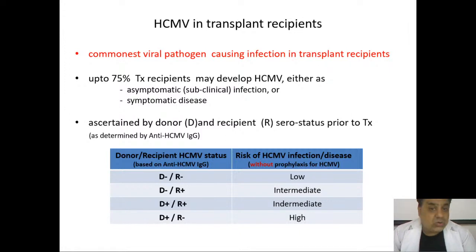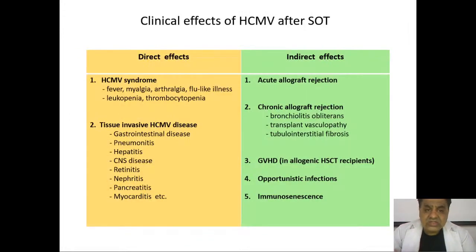So, what are the clinical effects of CMV in solid organ transplantation, and similar things in bone marrow transplantation? One is CMV syndrome. CMV syndrome is a constellation of features: fever, myalgia, arthralgia, flu-like illness, leukopenia, thrombocytopenia, and it is a very peculiar situation which is diagnosed by clinical and laboratory features.